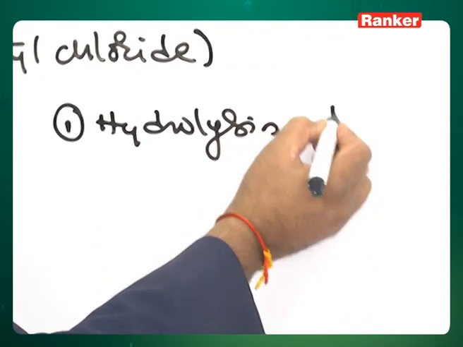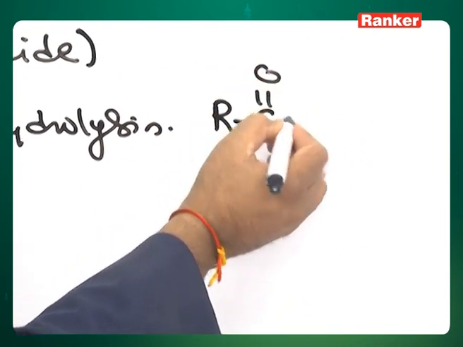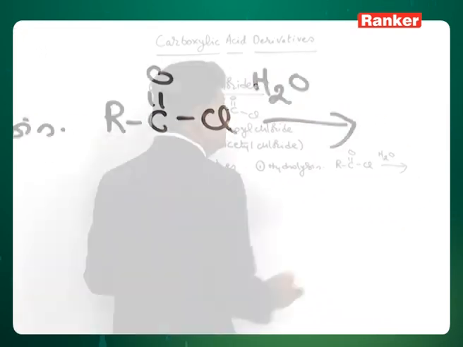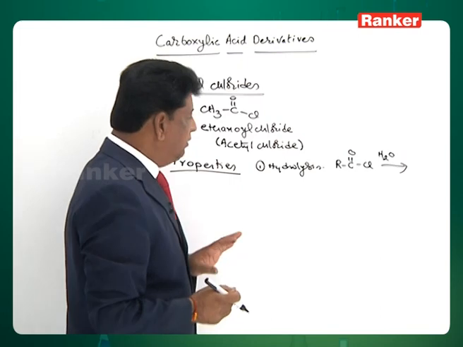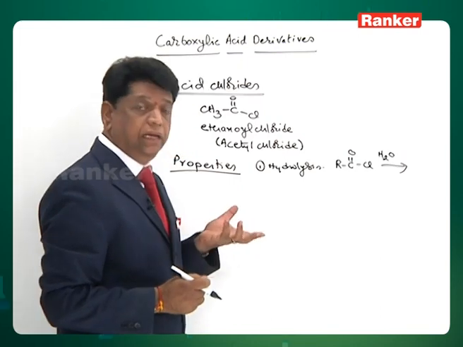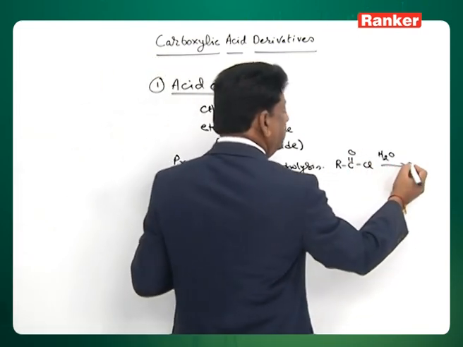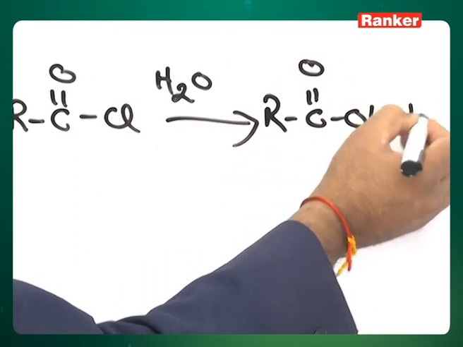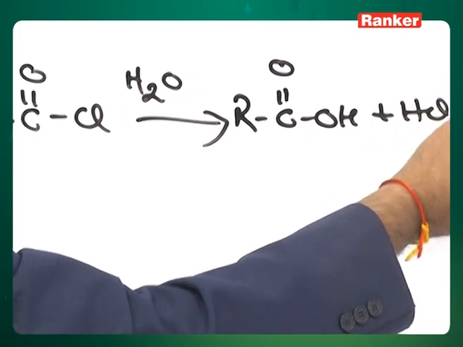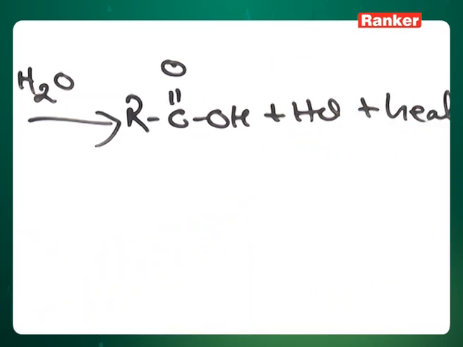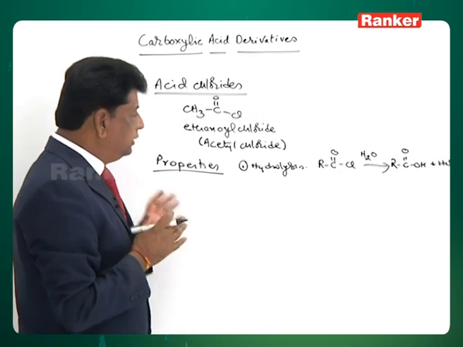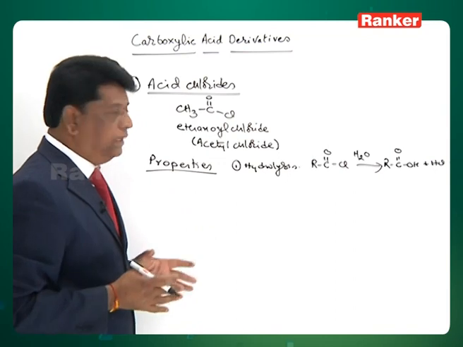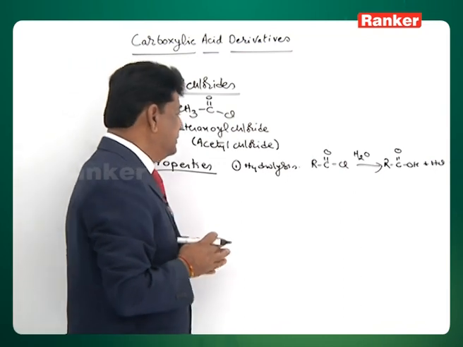Hydrolysis. Acid chlorides readily undergo hydrolysis because they are highly unstable. Acid chlorides are not available in nature as such, because they are highly reactive. They react with water and spontaneously convert into carboxylic acid and HCl. A lot of heat is generated. It is a highly exothermic reaction. So, the acid chlorides with water, without any catalyst, spontaneously convert into the carboxylic acids.